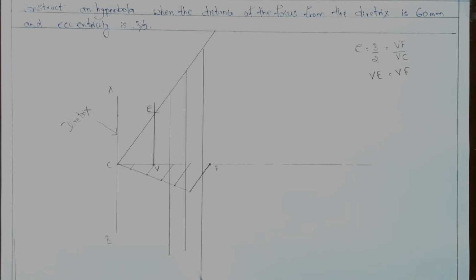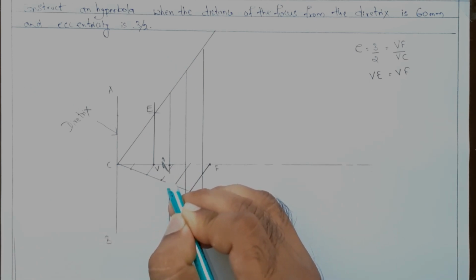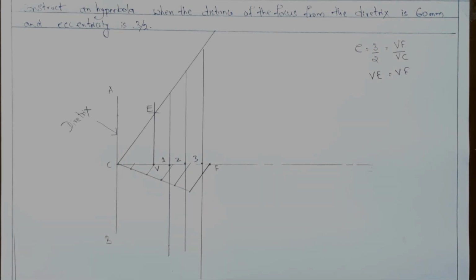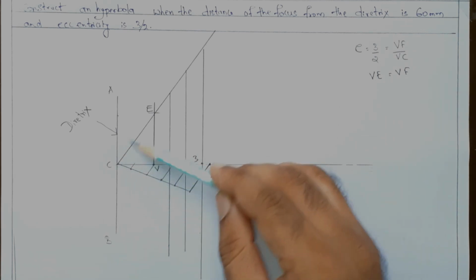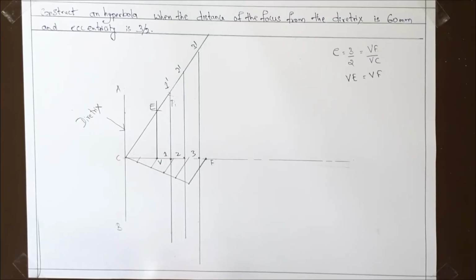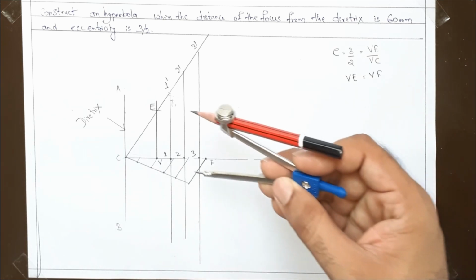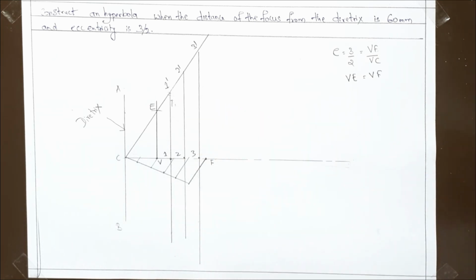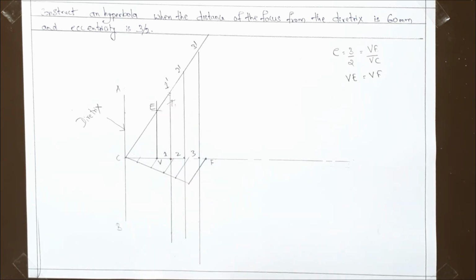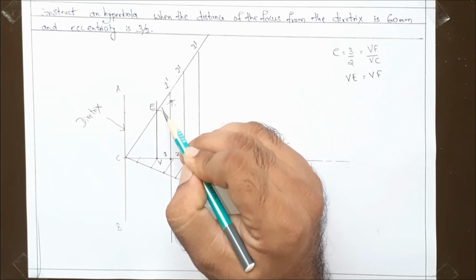Let us mark these lines as 1, 2 and 3 respectively. Mark the points 1 dash, 2 dash, 3 dash across these lines. Next step is to mark the points across these lines. To do that, let's measure the line 1 dash, and with F as center, let's draw an arc at this point. Let's mark this point as P1.